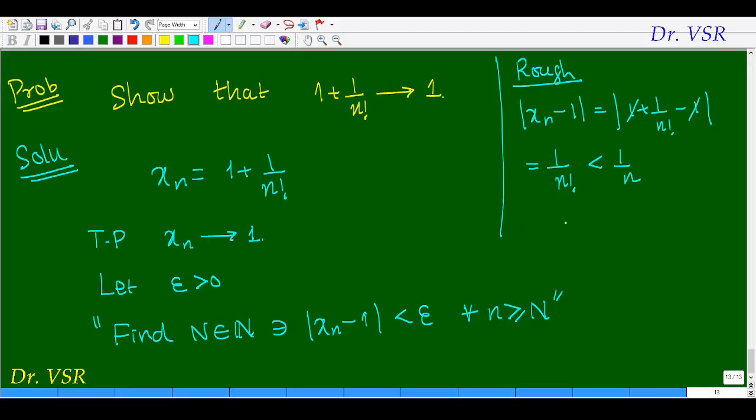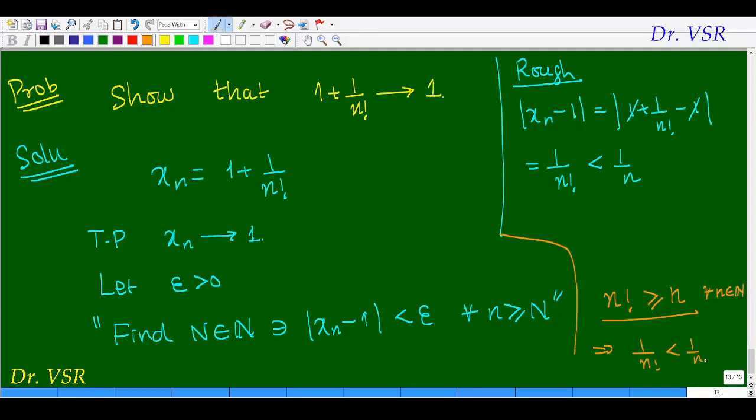Okay, you can take it in some other color. I'll take this as rough: n factorial is always greater than or equal to n for every n belonging to natural numbers. See, 1 is greater than or equal to 1. If you put 2 here, 2 factorial is 2. If you put 3, it becomes 6. If you put 4, it becomes 24. If you put 5, and so on, you can use mathematical induction to prove this. So its reciprocal: this implies that 1 by n factorial is less than or equal to 1 by n.